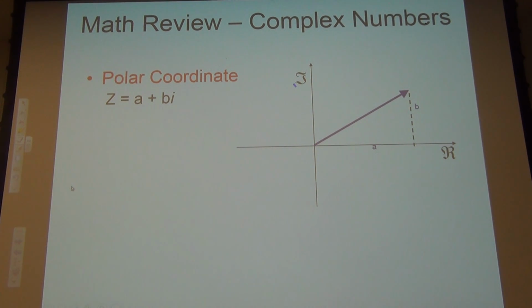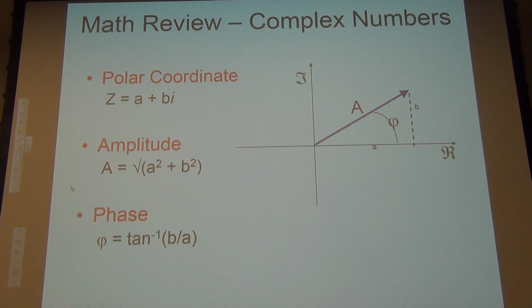So for a complex number, you can find two pieces of information. One is the amplitude. Another is the phase, phi. Phi is the arctangent of b over a, because tangent phi is b over a, so phi is arctangent b over a.